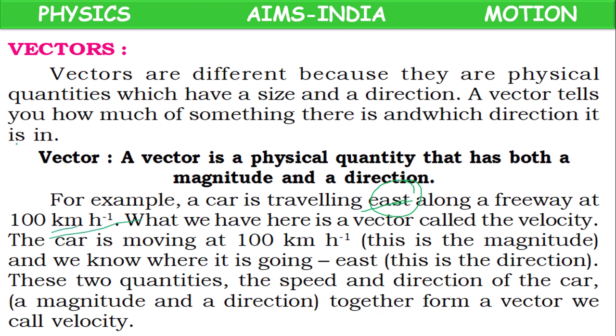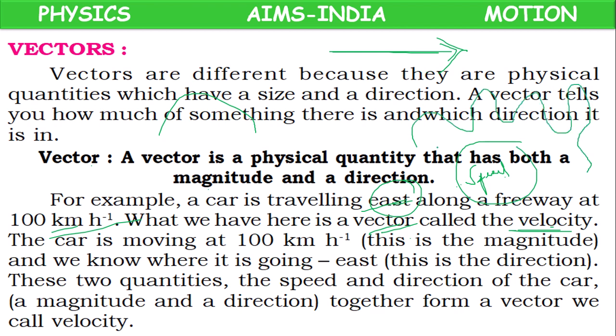Such quantities are called vectors. Speed in a particular direction is called velocity. If the direction is a fixed direction, not a curved path, then it is called velocity, which is a vector. Speed means it can travel in any direction; it doesn't have any particular direction. But if the same speed is in a particular direction, then it is called a velocity vector.